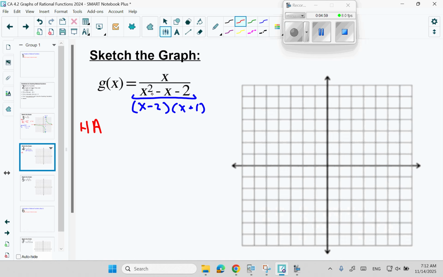Again, my degree in the denominator is bigger than the degree in the numerator, so we're going to get y equals 0. And then my vertical asymptote and holes. I factored, but I'm not crossing anything out, so I have no holes. So my vertical asymptotes, I'm just going to set both of those parentheticals equal to 0. So we're going to get x equals 2 and x equals -1.